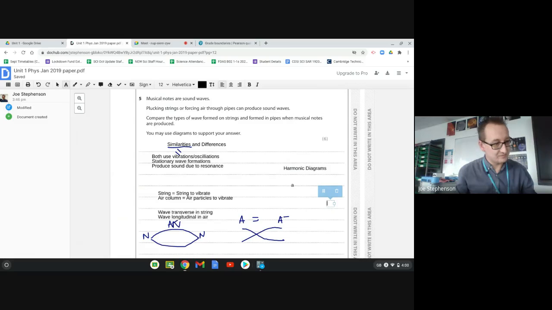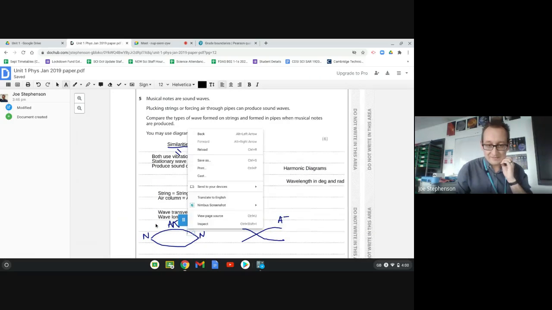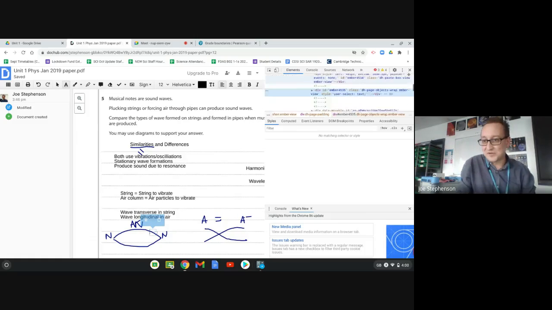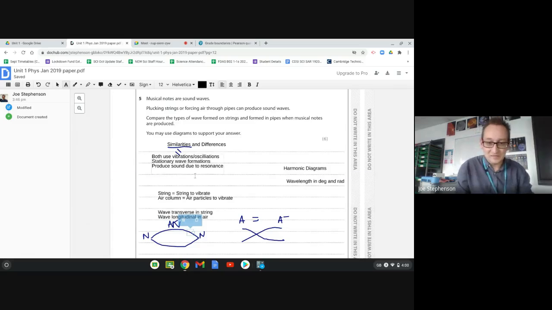Note the key differences. If you're really going to push this to a distinction, what you might then do is talk about wavelength, and you might relate this to degrees and radians, which we did in the lesson. We talked about the fact that this is half a wave, so therefore it's pi. So just that idea that you've got half a wave, which is pi in radians, and it's 180 degrees. And then when you go to the next one, it's 2 pi, 360 degrees, and how that goes on. That's how you can hit that 6 mark bit.